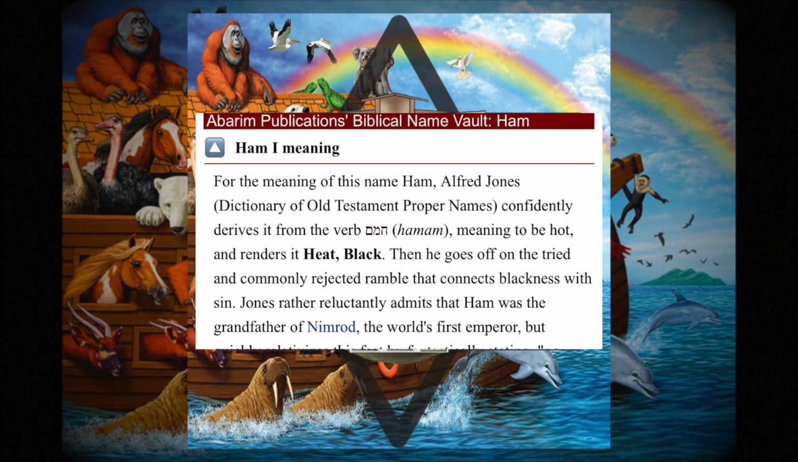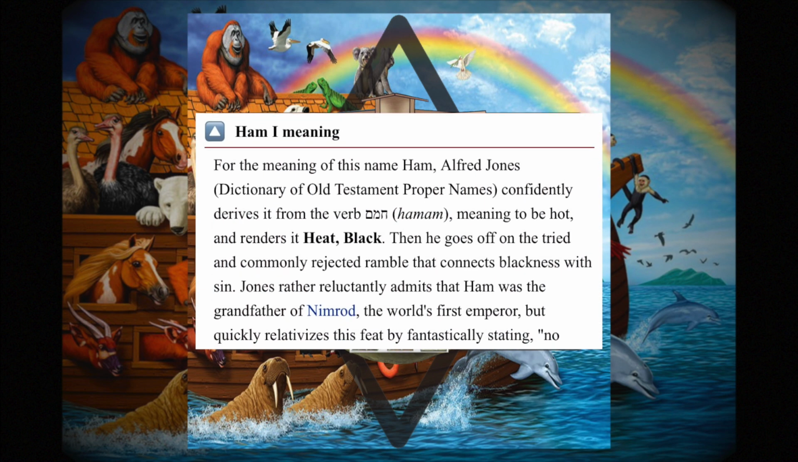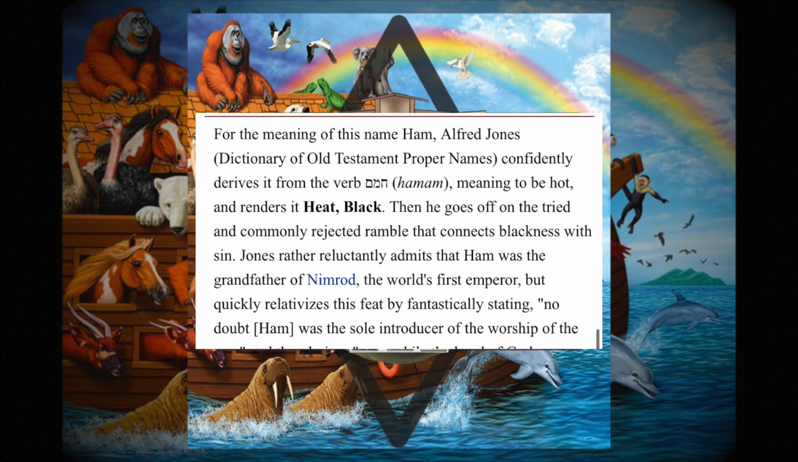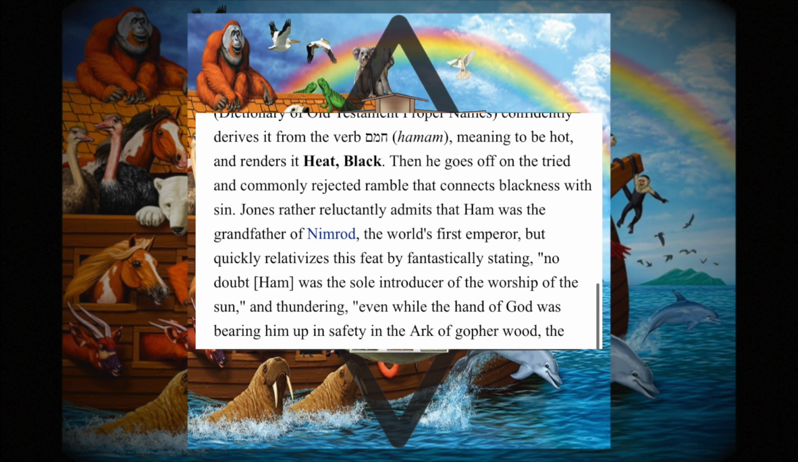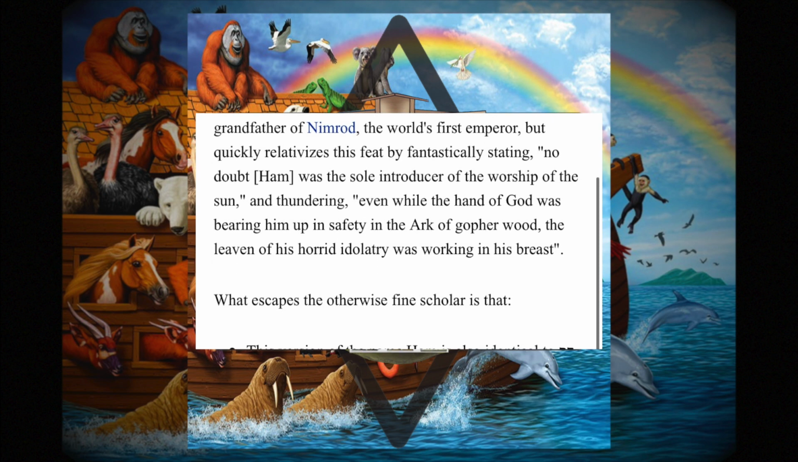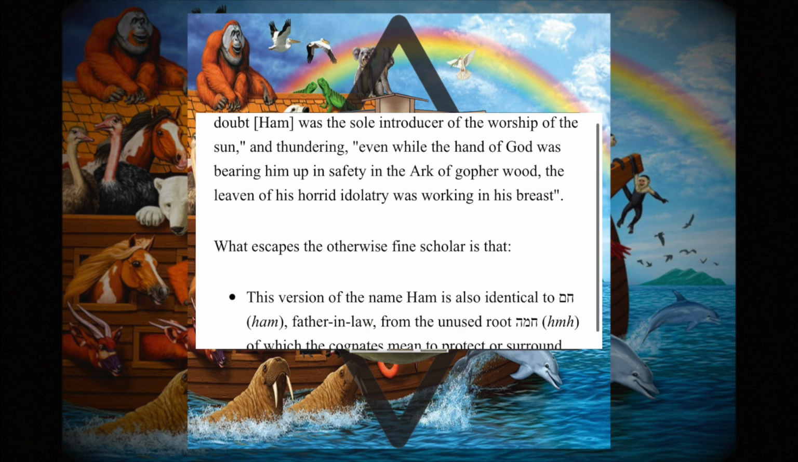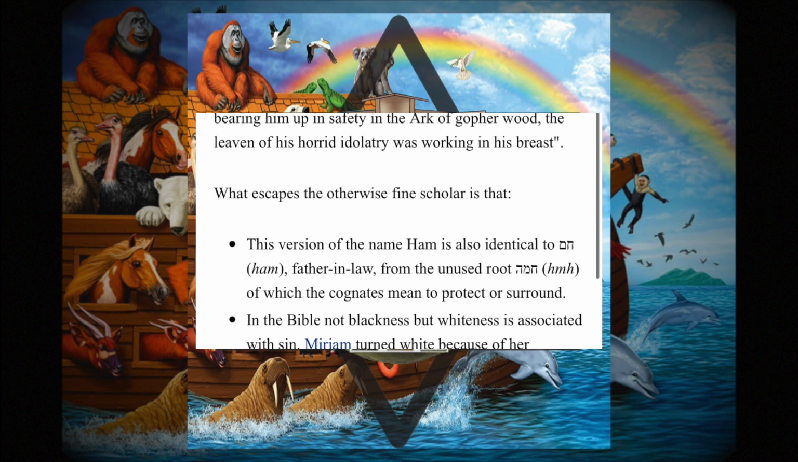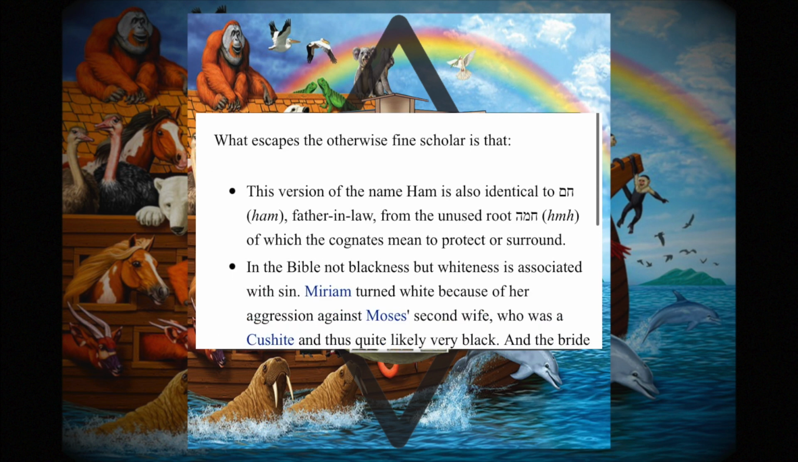Or the meaning of his name, Ham. Alfred Jones' Dictionary of Old Testament Proper Names confidently derives it from the verb amam, meaning to be hot, and renders it heat, black. Ham was the grandfather of Nimrod, the world's first emperor. This version of the name Ham is also identical to Ham, father-in-law, from the unused root HMH, of which the cognates mean to protect or surround.